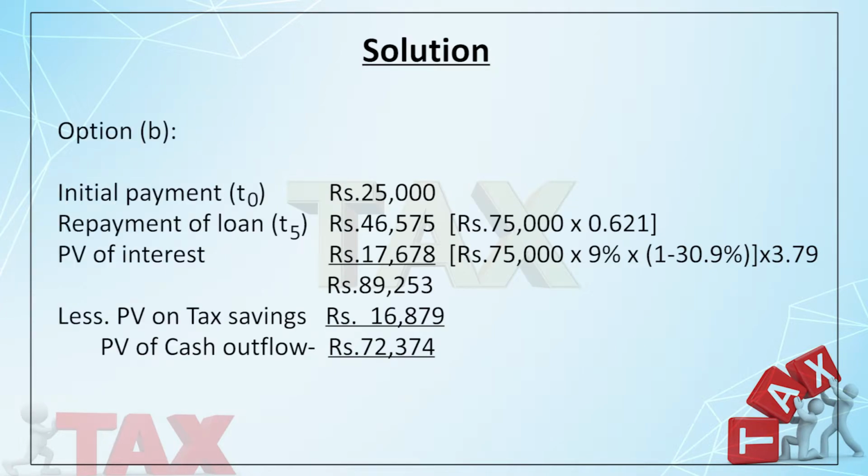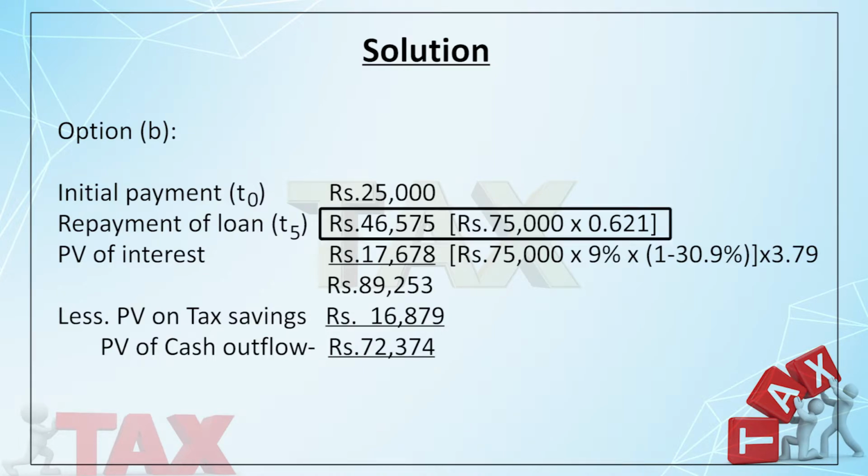Clear. Now the second one, you have to pay 25,000 instantly and for the balance you can go for a loan, that is 75,000, simple interest, which is repayable at the end of the 5th year. So now one by one. The first point of outflow is the initial payment. How much are you paying? 25,000. So the initial payment is 25,000. Now you take a loan of 75,000.